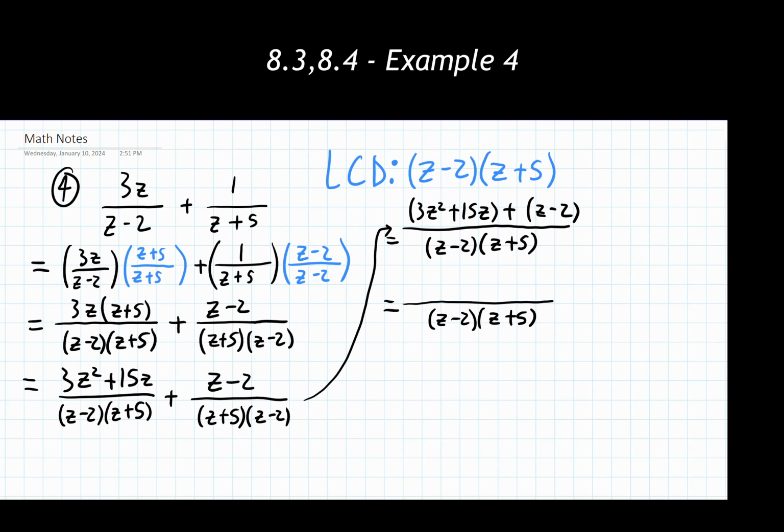Simplifying the numerator. So I have 3z squared plus 15z. This plus sign here isn't going to change the signs of this second set of parentheses. So I have 15z plus z minus 2. So the 15z and the z can combine together. That's going to give me 16z. The minus 2 at the very end, there's nothing else that combines with that. It's just a constant, so it's just going to hang out there as it normally would.